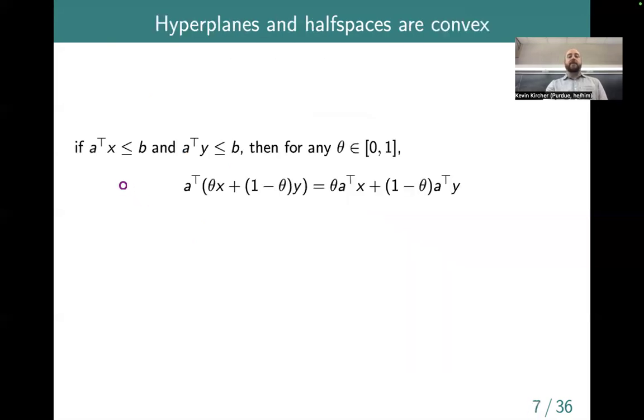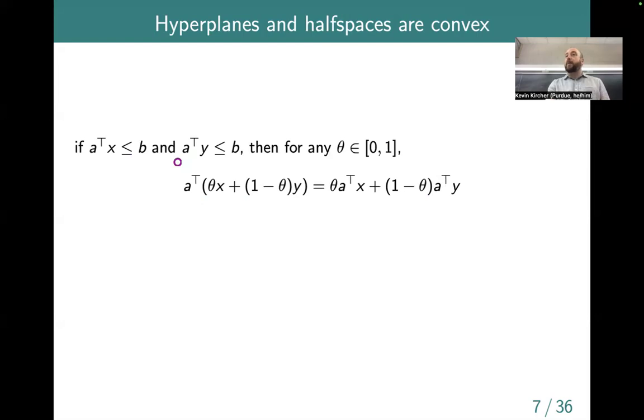Okay, so hyperplanes and half spaces we care about because they are convex sets. In fact, really important atomic convex sets that we can combine in interesting ways to build new and richer convex sets. So here is just a quick illustration of the convexity of a hyperplane. Here, basically, we want to verify the definition.